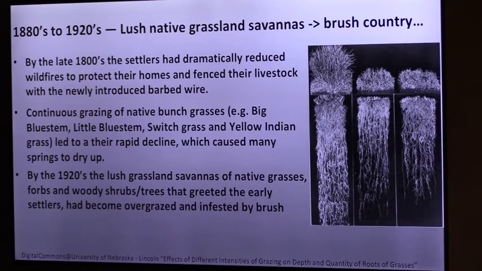By the 1920s, the lush grassland savannas that the settlers came in and thought was pristine nature, they had pretty well chewed it up. It was now infested by brush.